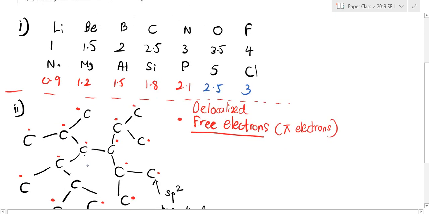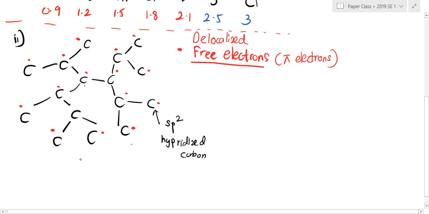This is the graphite structure. There is a good proper picture in the resource book, but for our ease of understanding, this kind of structure can be drawn. Here, these dots are delocalized free electrons, or delocalized pi electrons. It means this carbon is sp2 hybridized carbon.